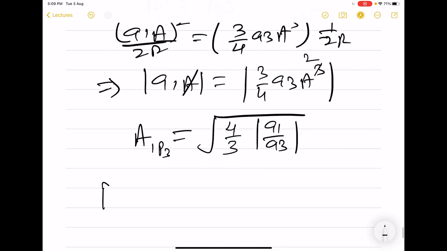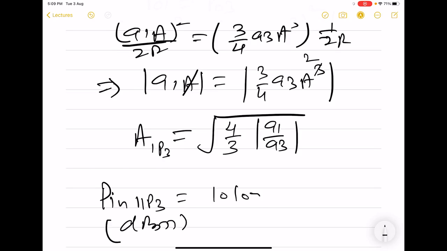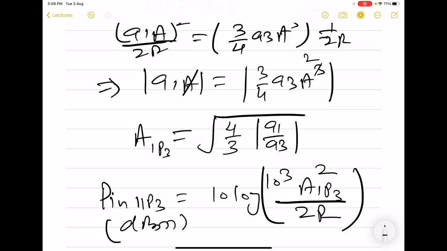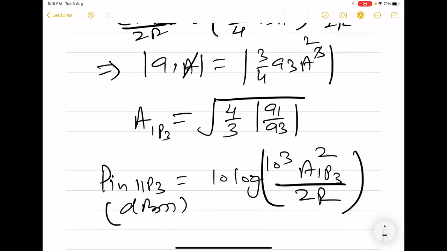Right, so the corresponding input power for IIP3 in dBm can be found out as 10 log 10 raised to power 3 AIP3 square by 2R. P1 dB and AIP3, or P in IP3, are the two important parameters which are used to characterize the nonlinear behavior of an RF amplifier.